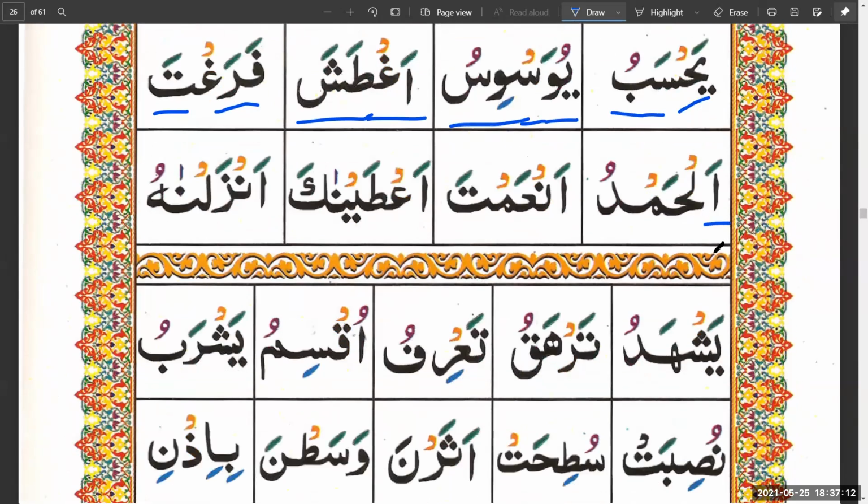We have an alif with a fatha. We have a lam with a sukoon that's connected to a ha down here. So first we'll start off with this alif with a fatha and a lam with a sukoon, that's al. Then we have a ha with a fatha and a mim with a sukoon, ham. And then finally we have a dal with a dhamma, do. So al-hamdu. Next one, alif with a fatha, noon with a sukoon, an.